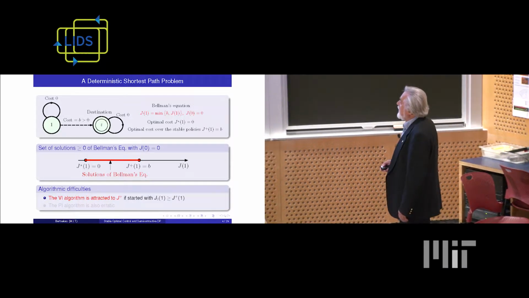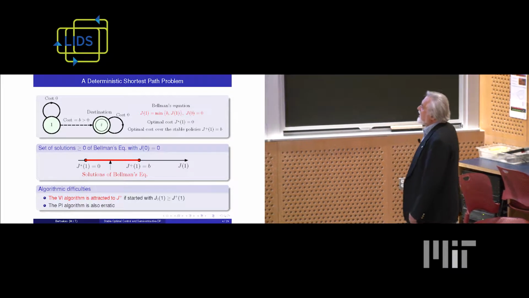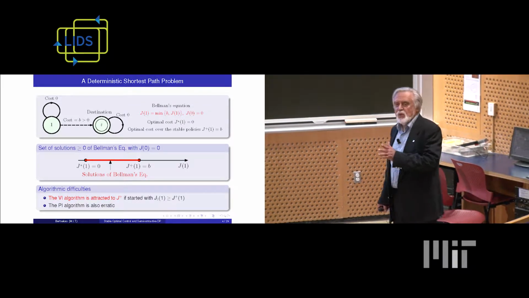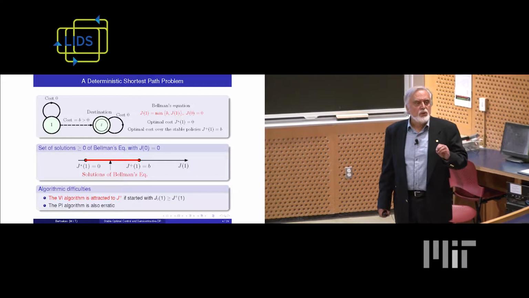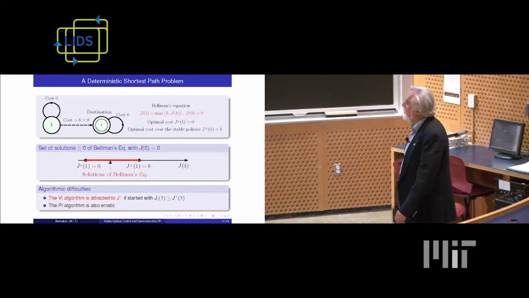So that's one difficulty with the value iteration algorithm, and there's also a difficulty with a policy iteration algorithm that I'm not going to go into. Basically, it's possible to start with a suboptimal policy and stay at that suboptimal policy without making progress.